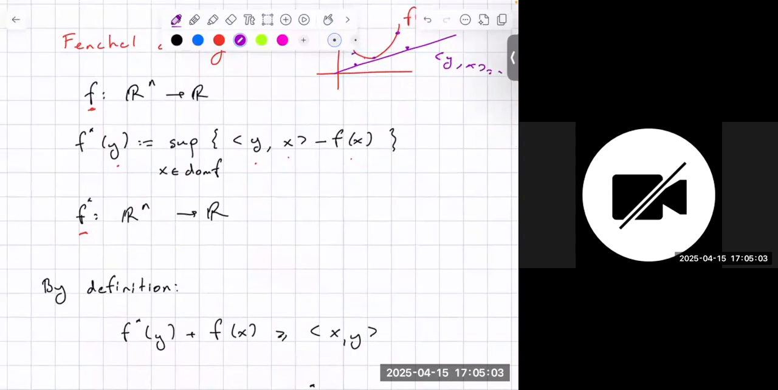By definition, since the expression on the right is always less than the stuff on the left, the supremum of the right is the left, right? So that means this stuff plus f(x) will always be bigger than this. Do you see that? It's just by definition. Why? Because move this to the right-hand side, x times y minus f(x) is always less than or equal to this for sure, because this guy is the supremum of all that stuff. Okay, all right, very good.